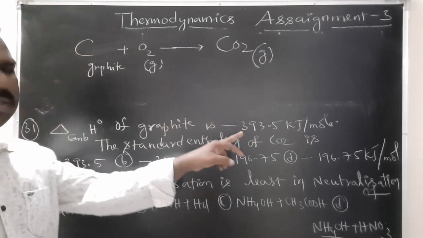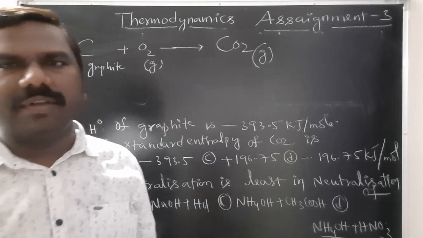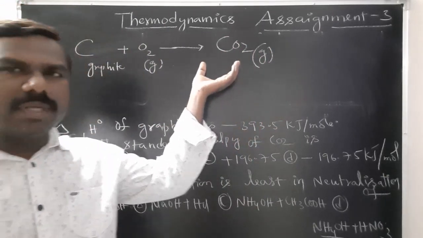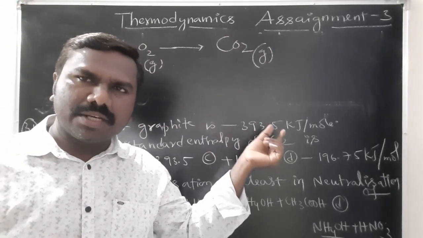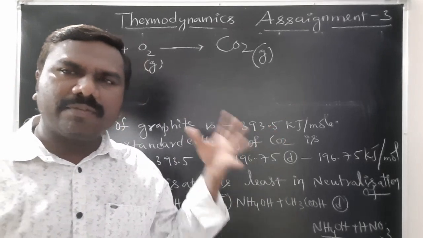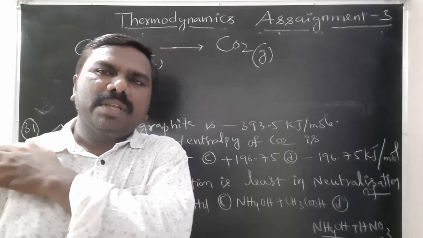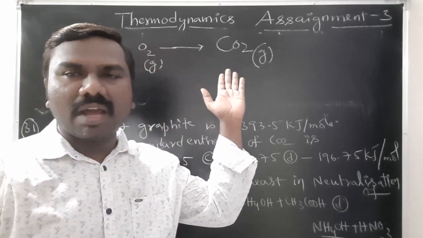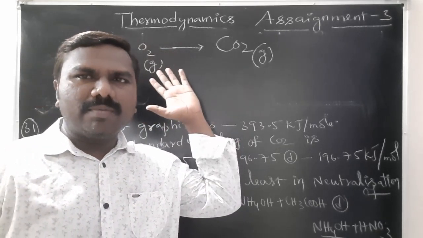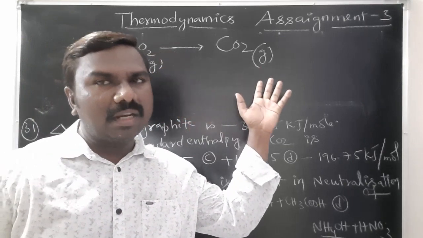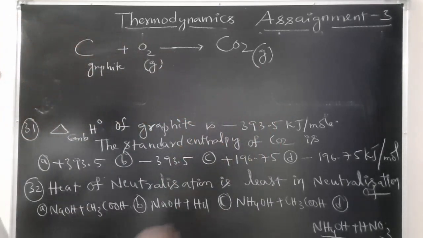C graphite value is minus 393.5. Indirectly, CO2 formation only takes place by this energy. Then enthalpy of graphite is equal to enthalpy of CO2. Enthalpy of combustion leads to the formation of carbon dioxide. Enthalpy of combustion of graphite is equal to enthalpy of formation of CO2.